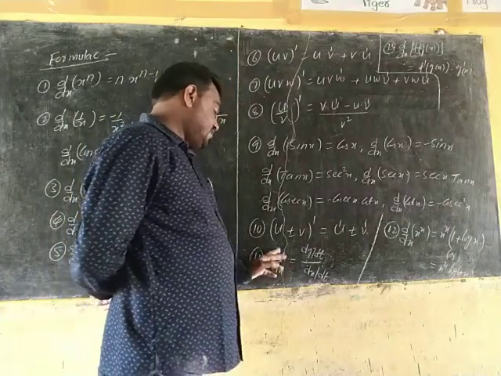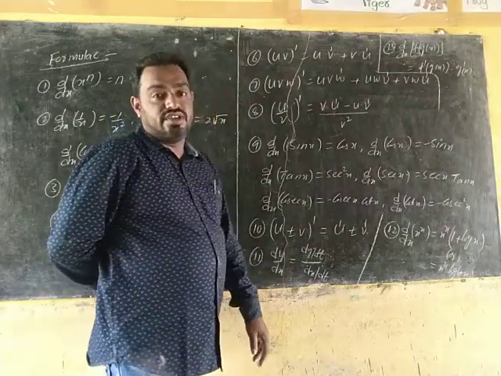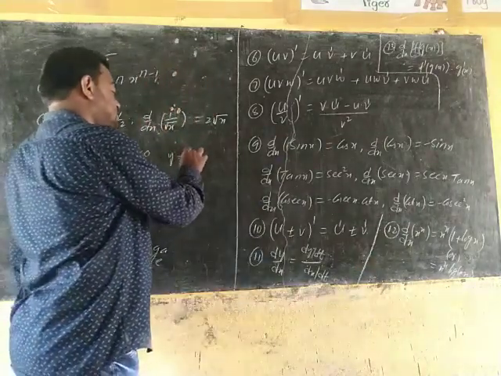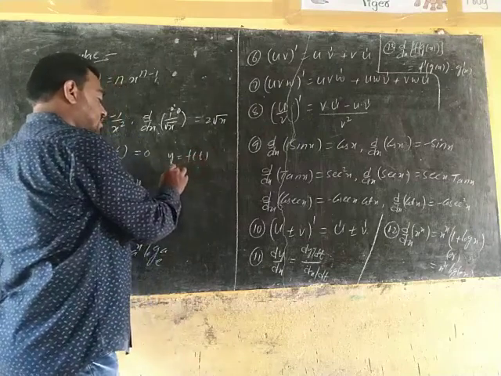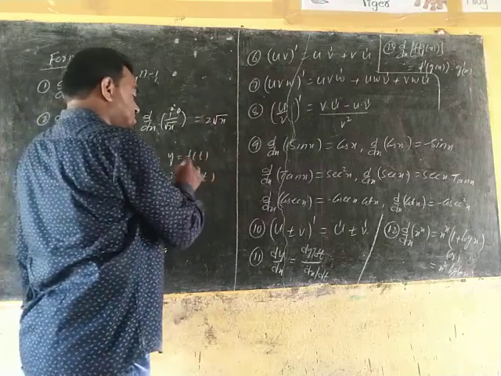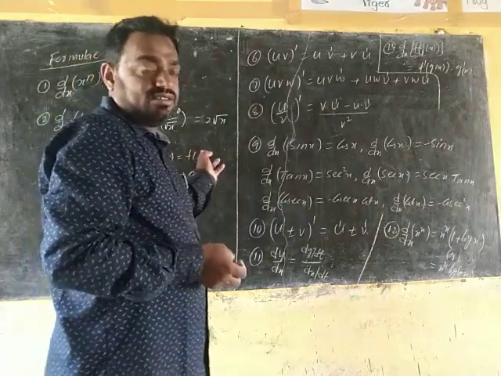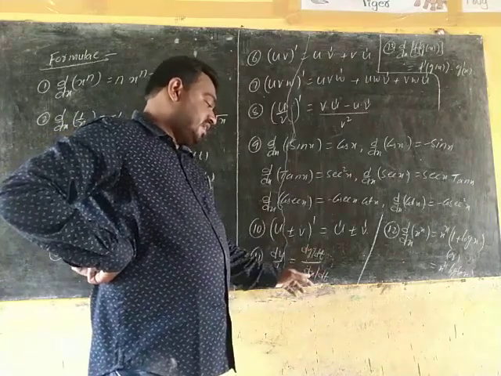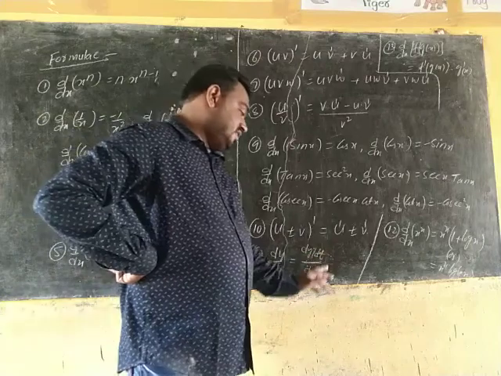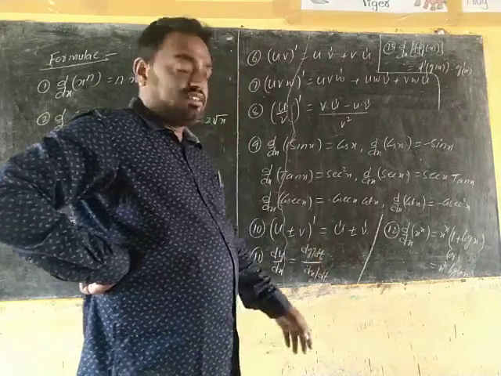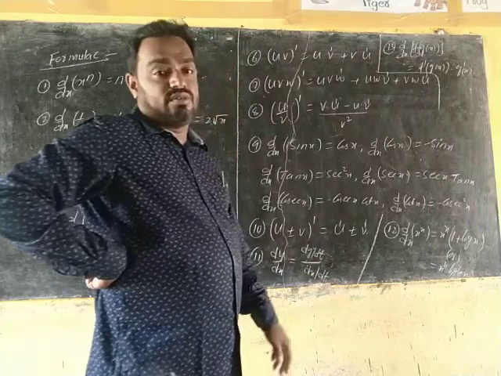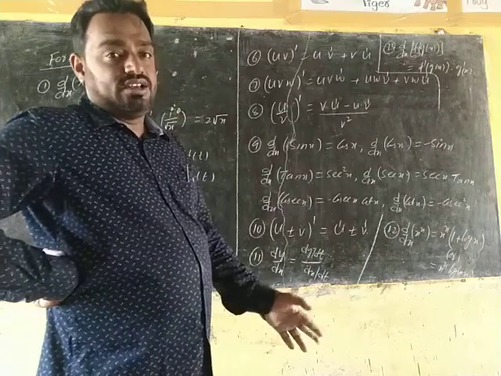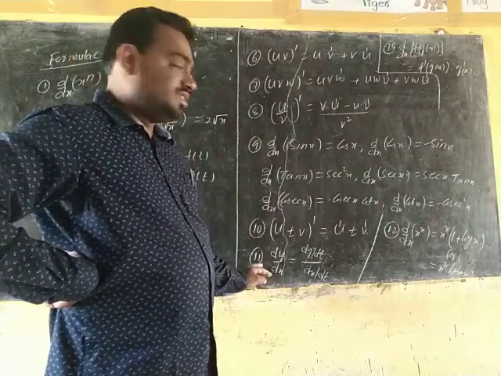Next, dy by dx chain rule. If x and y are functions of t, say y is equal to some f of t and x is equal to some g of t, then how do we find dy by dx? By the chain rule, dy by dx is equal to dy by dt into dt by dx, nothing but dy by dt by dx by dt, you remember. If x and y are in the variable t, we use this formula.